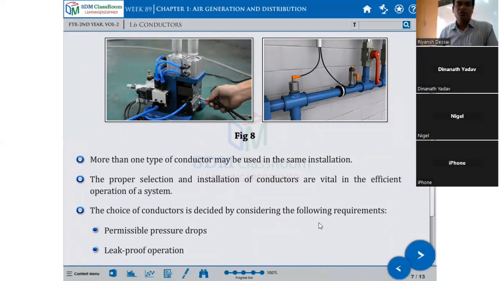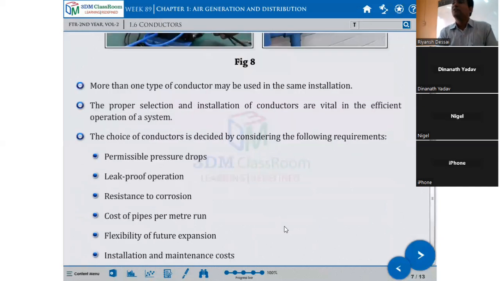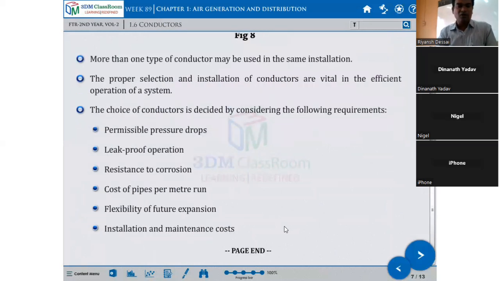The choice of the conductor is decided by considering the following requirements: permissible pressure drops, leak-proof operation, resistance to corrosion, cost of pipes per meter run, flexibility of future expansion, installation and maintenance cost. All these things you have to consider, because the cost is also very high. That will also reduce labor cost.